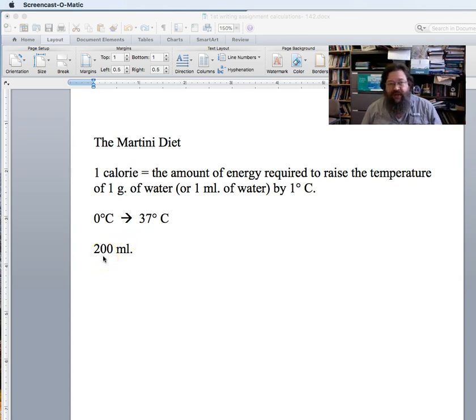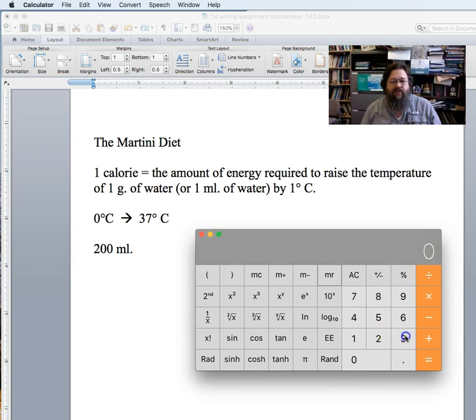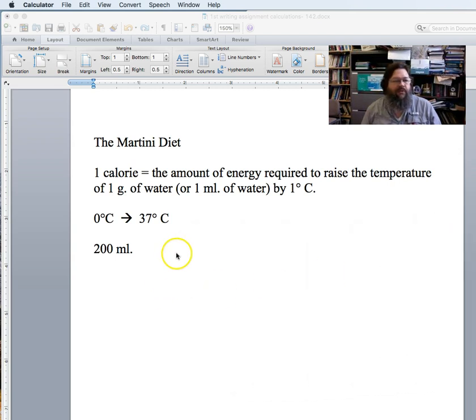If this is a nice big watery martini, like I like to drink it, with plenty of ice and lemon and way more vermouth than gin, then my version of it is going to be about 200 milliliters. So if I take this 37 degrees times 200 milliliters, then I will figure out how many calories I'm going to need to heat up that martini. So 37 times 200 is going to give me 7,400.